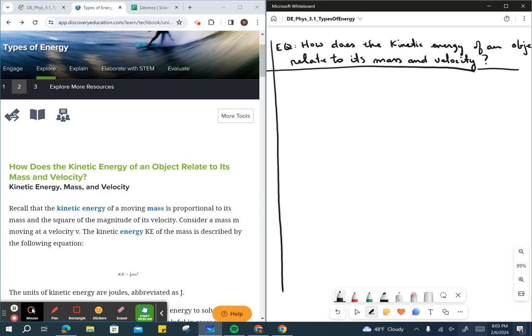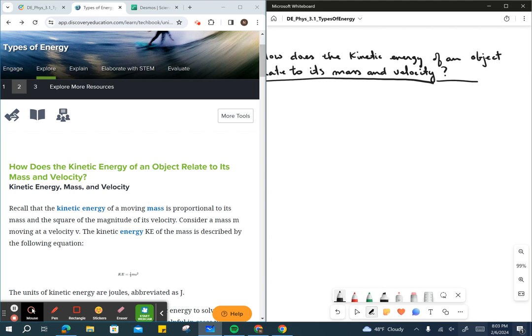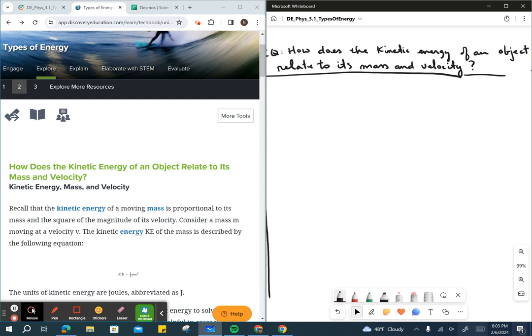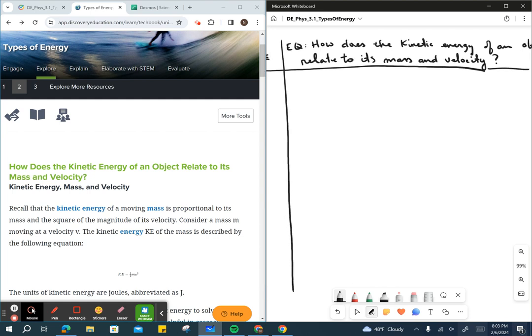How does the kinetic energy of an object, right? Every object that is in motion has kinetic energy. How is that related to its mass? And how is that related to its velocity? What do you know about that? What I know or what you think? Okay, go ahead and hit pause, write something. Okay, hopefully you took a moment to write something down.